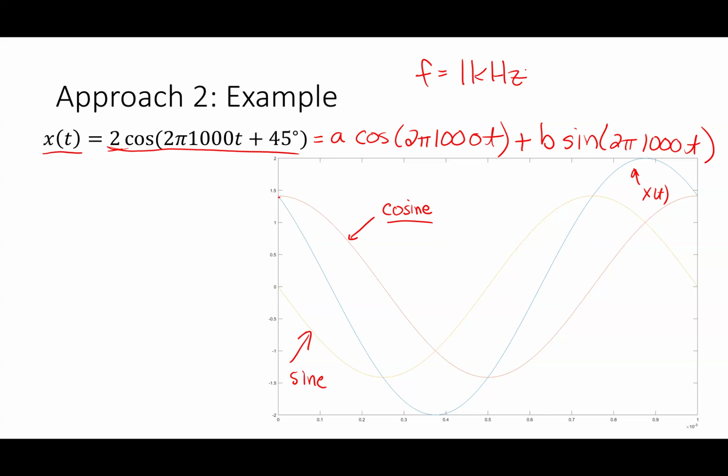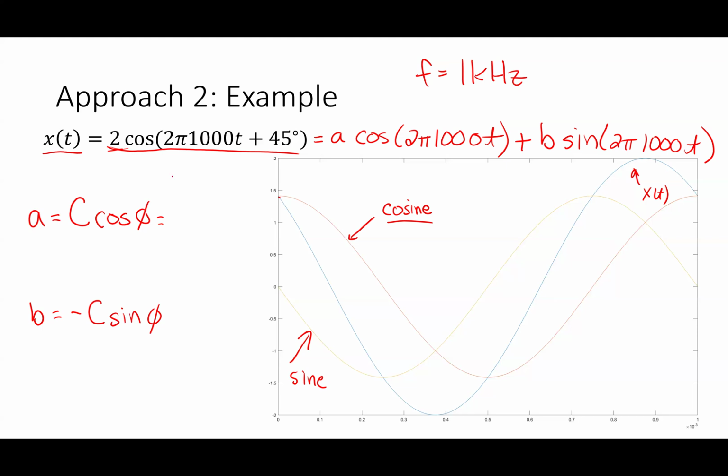All right, so how do I figure out A and B? Well, I just said if I know the frequency here, I can say A is always equal to C cosine of phi, and B is always equal to negative c sine of phi. Well, in this case, what is c and what is phi?